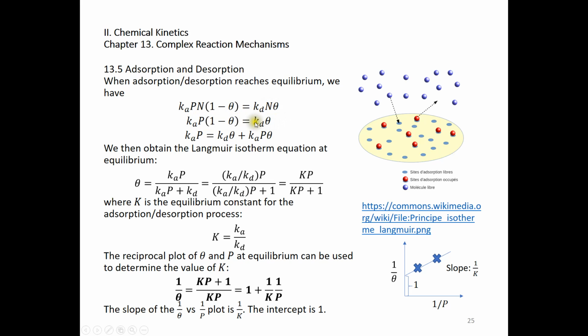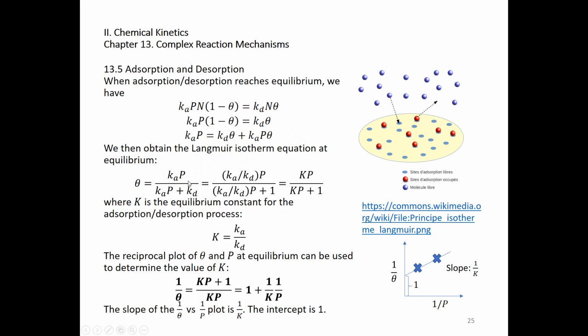We can reorganize this equation. So k_A P is equal to k_D theta plus k_A P theta. I'm moving theta to the right hand side of the equation. Now we can obtain the expression of theta at equilibrium. Theta is simply k_A P over k_A P plus k_D. That's the expression of theta at equilibrium. This is the so-called Langmuir isotherm equation right over here.